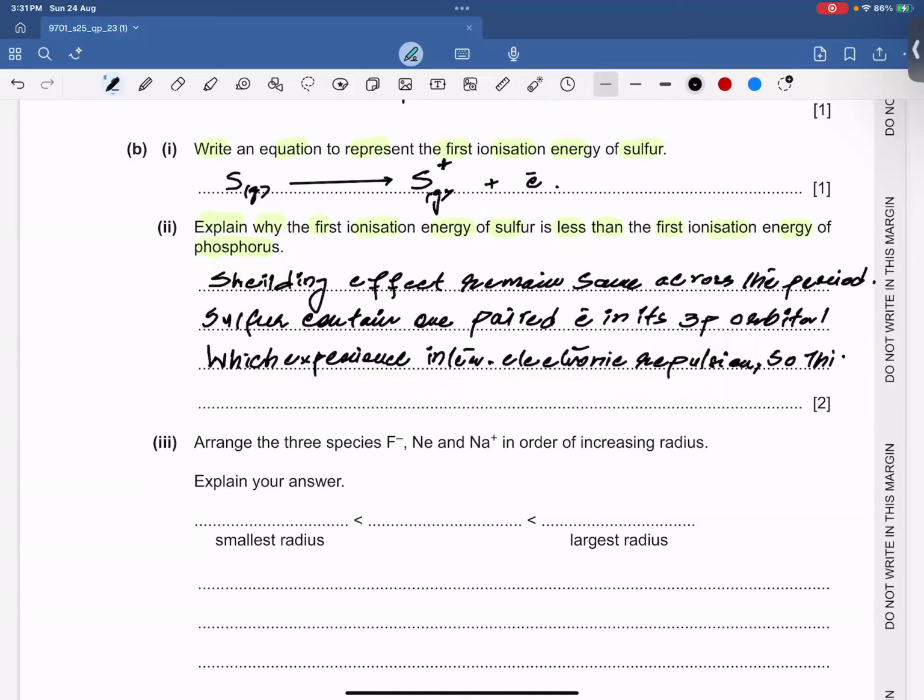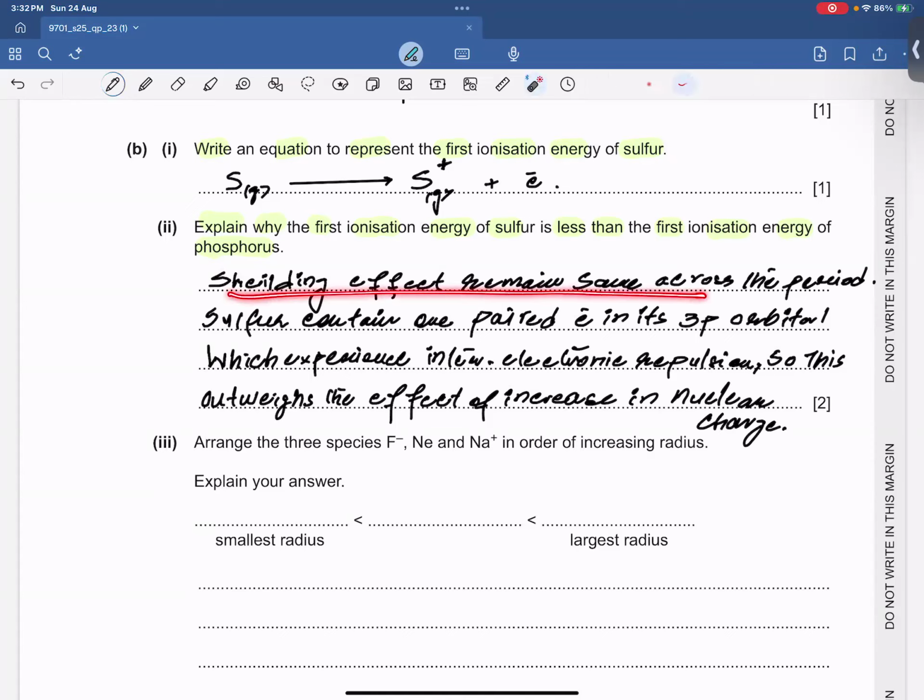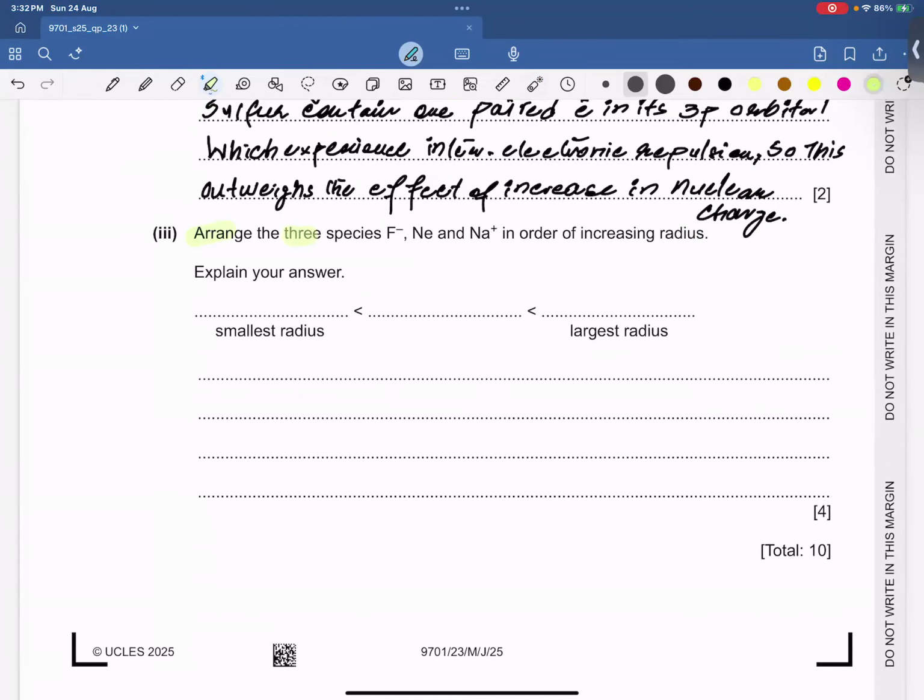So this outweighs the effect of the increase in nuclear charge. So the summary is: across the period, the shielding effect remains the same, but nuclear charge increases. Because of this interelectronic repulsion, it outweighs this effect, and therefore the ionization energy of sulfur is lower than that of phosphorus. Next part is: arrange the three species fluoride, neon, and sodium ion in order of increasing radius.